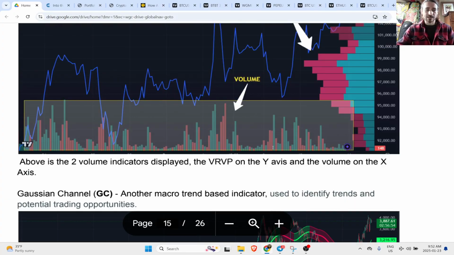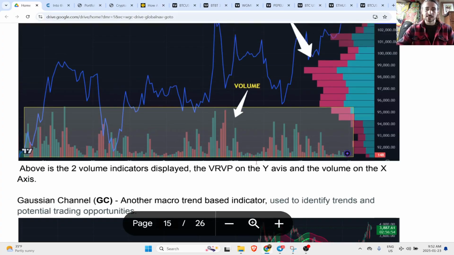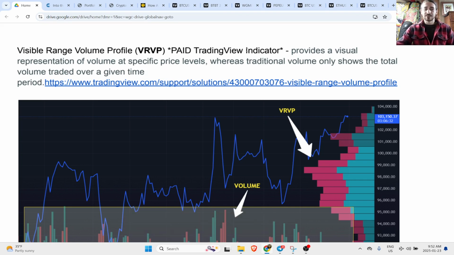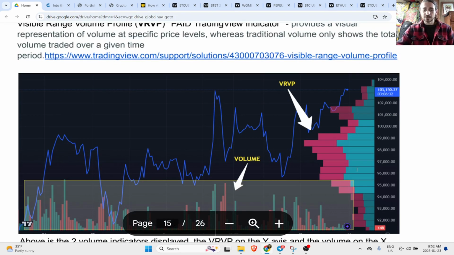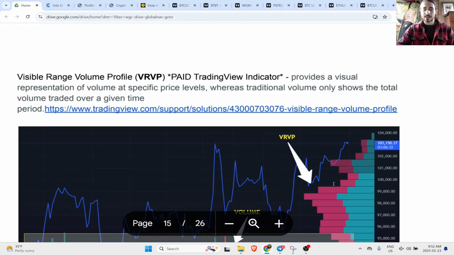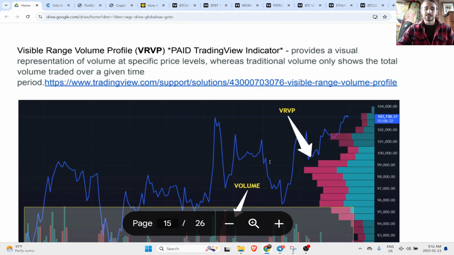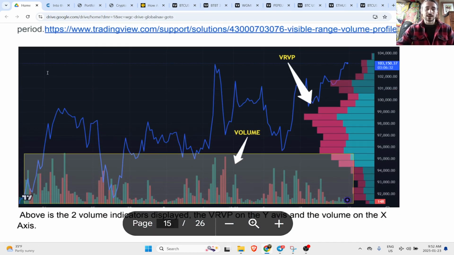So this is the volume indicator I just talked about here in this box. And then we've got the visible range volume profile. This is a paid TradingView indicator. It is useful to get a better idea of how price has been traded at those levels, and they do act as support and resistance as well. So it's something we can use in confluence with our other indicators and levels. But you can see here how the VRVP looks and how the volume looks.